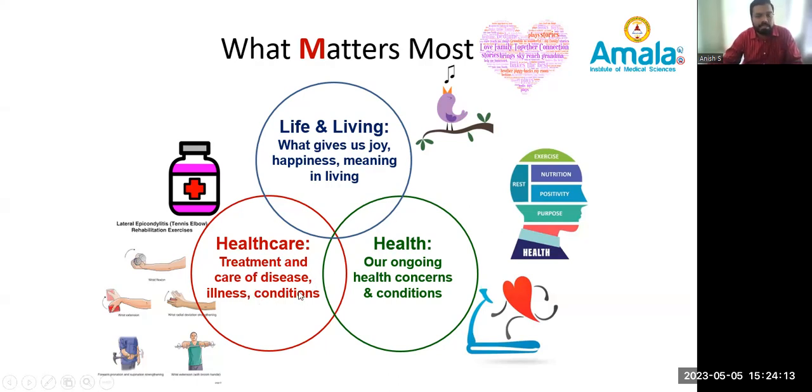Treatment and care of disease, illness conditions, so that is related to healthcare and health or ongoing health concerns and conditions. And this is personalized. This is not the same for every person.